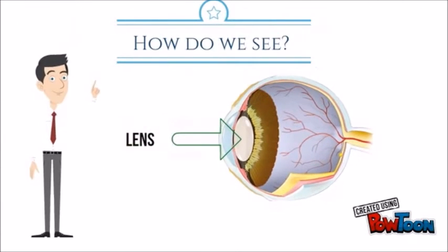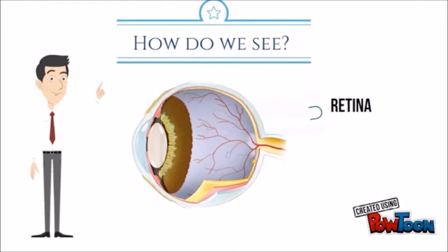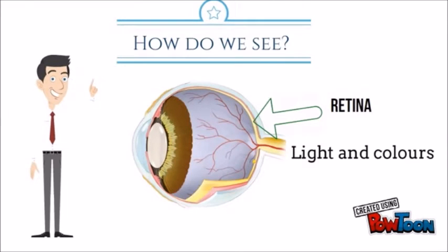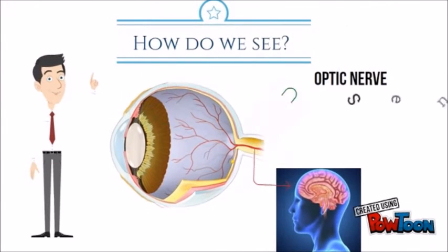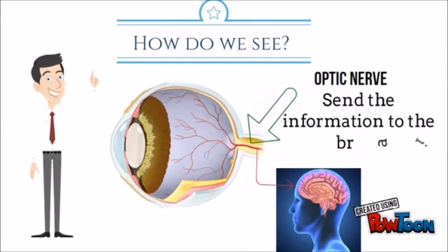The lens is a transparent, oval-shaped structure that focuses light onto the retina. It's located behind the pupil and the iris. The retina is made of nervous tissue arranged in thin layers of cells that detect light and colors. They send information to the optic nerve. And then the optic nerve is connected to the brain. It transmits information from the retina.